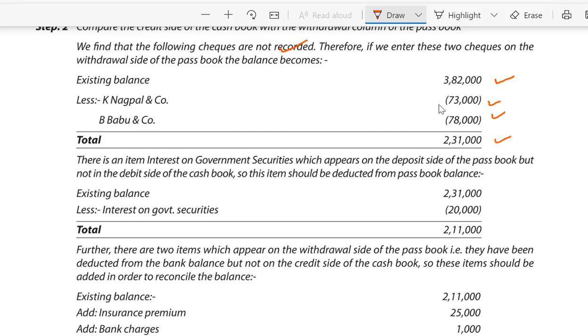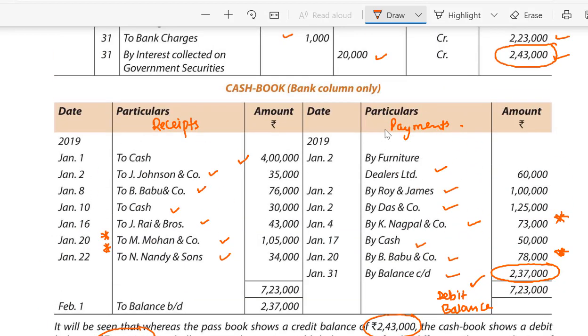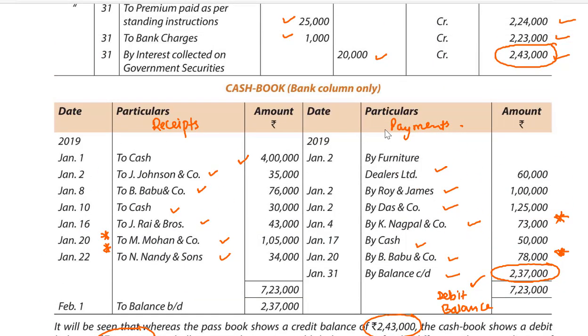So we deducted these two balances. The total is 2,31,000. There is an item, interest on government securities, which appeared on the deposit side of the passbook but not as a debit in the cash book. So this item could be deducted from the passbook also. So minus 20,000, government securities.